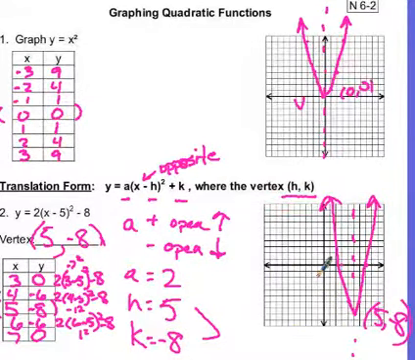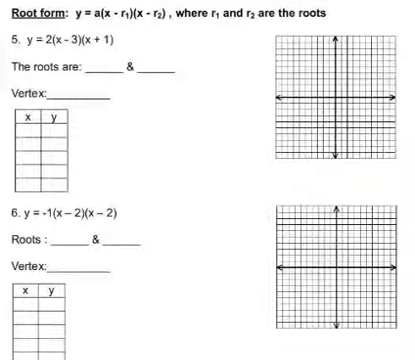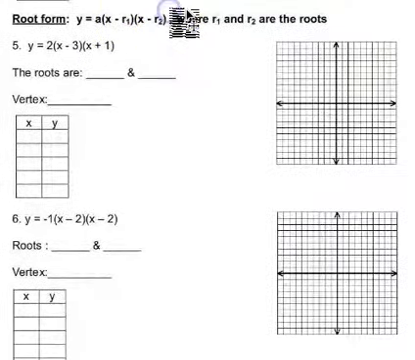Okay, guys, if you'll skip down to number 5, I want you to go back and try to do those 2 that we skipped on your own, see if you can figure those out. But on number 5, we have a little bit different form. This one is actually in root form, not vertex form. You'll notice it does have the A, but this is different. There's no H and K and all that here. These R1 and R2 stand for root. And that's why it's called root form.